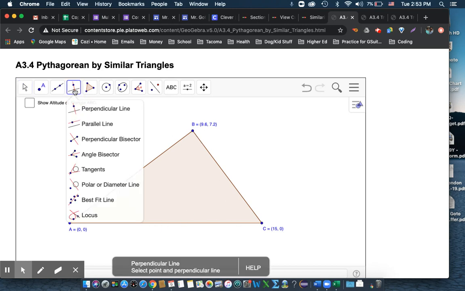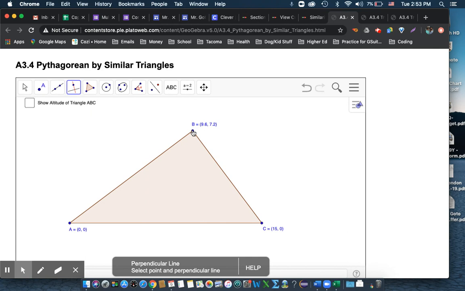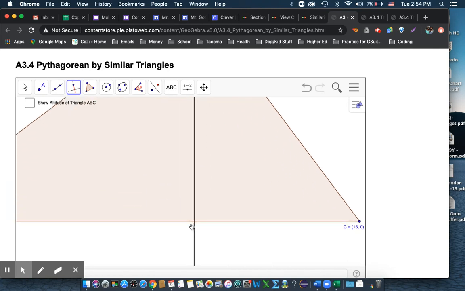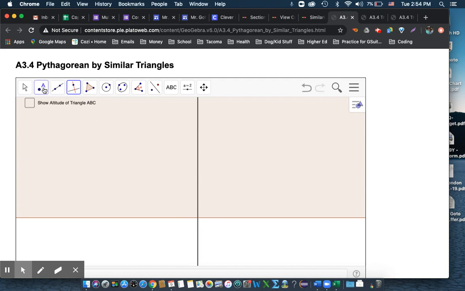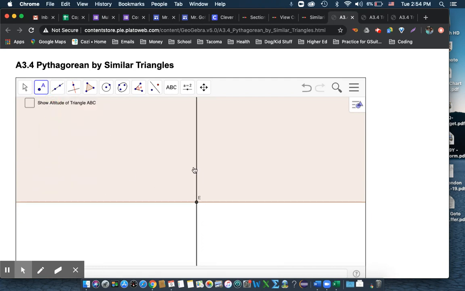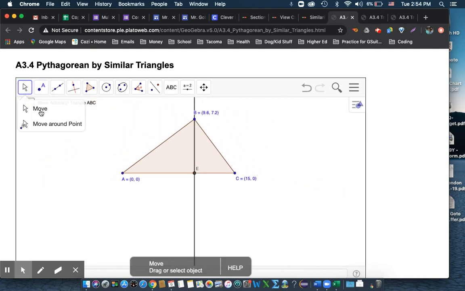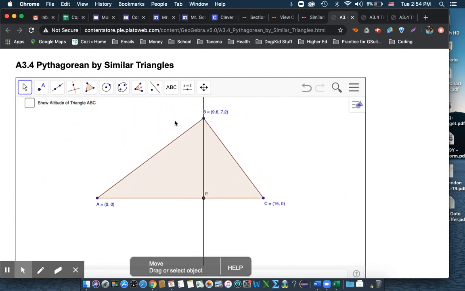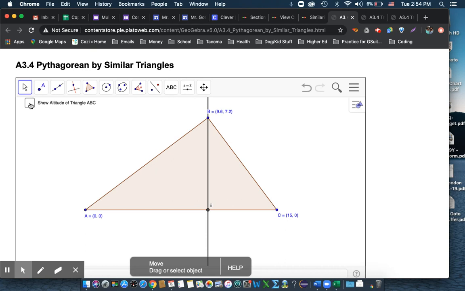We're going to use this line drawing tool again. So perpendicular line. Select a point, select the line. Select my point, select my line. There we go. So that is the location of my perpendicular altitude. And then from there, if you notice, if you say click it, it shows it. It's exactly where I put it.